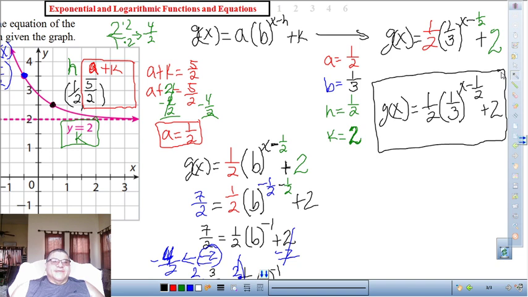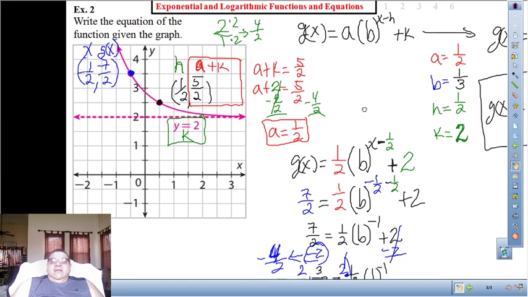Piece of cake. So we're like, okay, Mr. Q. Well, like I said, it's just work. It's got a lot of steps, but it's fairly doable. Let me just go back and double check our steps. So we started off with a graph, and then we wrote our general function, g of x equals a times b to the x minus h plus k.